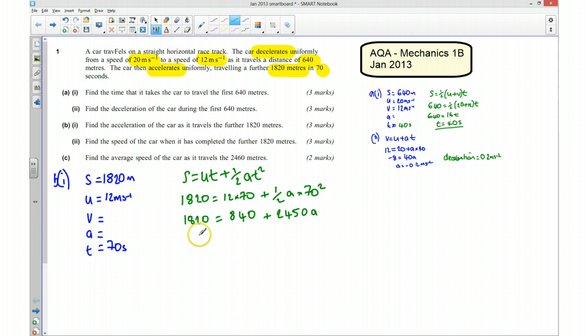Okay, so that's going to be 980 is equal to 2,450a, so a is going to be 0.4 meters per second squared.